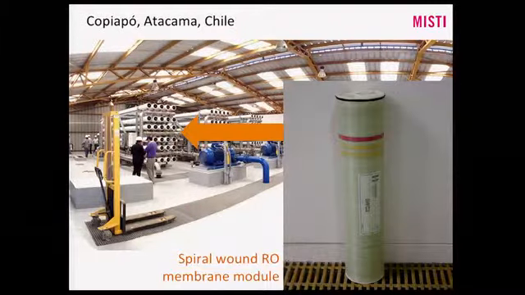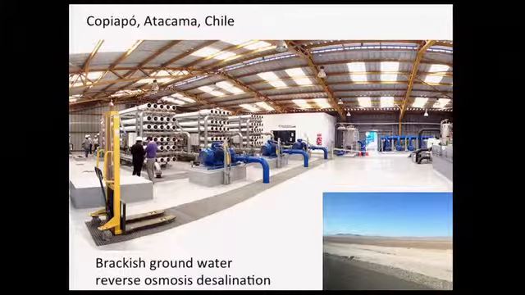The membranes are spiral wound. They sit in canisters of this type. This is about 1 meter by about 8 centimeters. And they are stacked up in these pressure vessels behind. And the end result is that you get purified water.